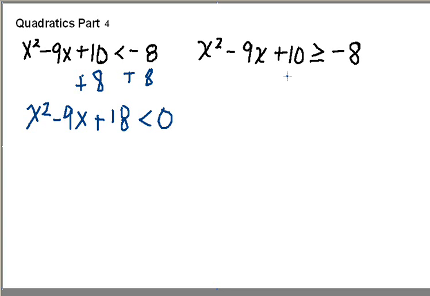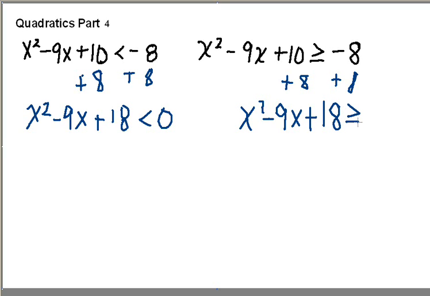Over here, I'm also going to add 8 on both sides so I can get 0 on one side of the inequality. And this new problem becomes x squared minus 9x plus 18 is greater than or equal to 0. Yes, this is x squared as well.